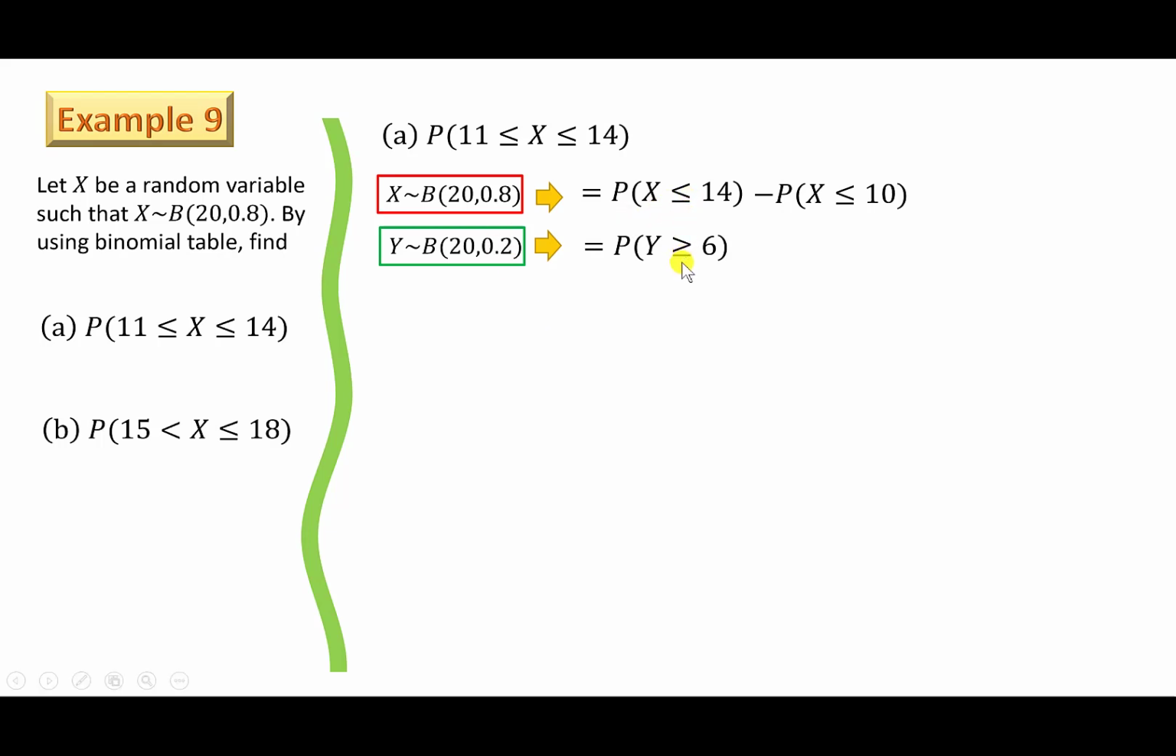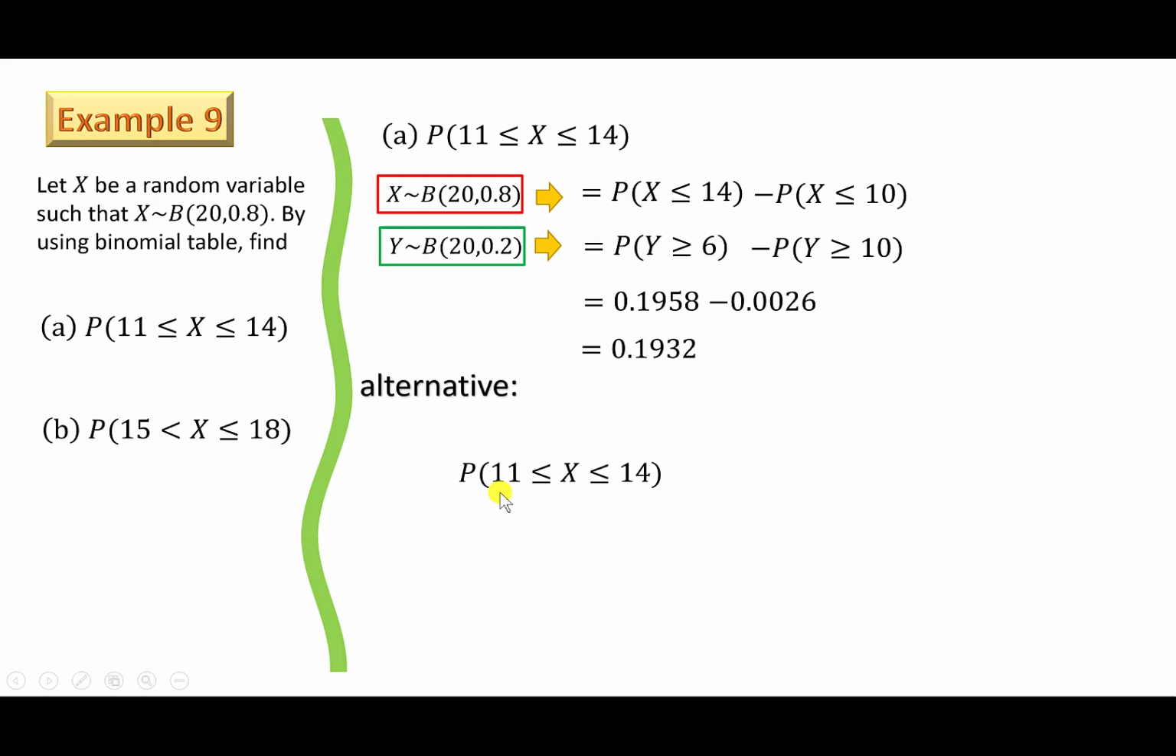It becomes Y greater than or equal to 6, because 20 minus 14 gives 6. And for X less than or equal to 10, we get Y greater than or equal to 10, because 20 minus 10 gives 10. Then we find the probability using the binomial table according to p = 0.2, and calculate the answer, which is 0.1932. We have an alternative method here.